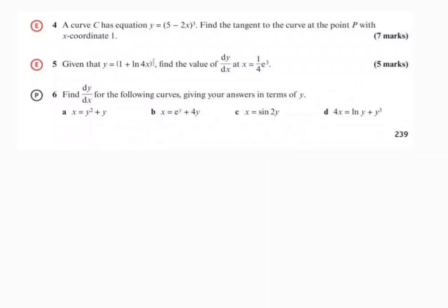In this video, I'm going to do questions 4, 5, 6 from exercise 9C of Pure 2 A-level textbook. So this chapter is all about differentiation and exercise 9C is about chain rule. So let's get started. Question 4 says that a curve C has equation y is equal to 5 minus 2x cubed. Find the tangent to the curve at the point P with x coordinates 1.